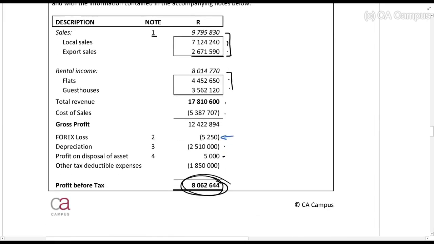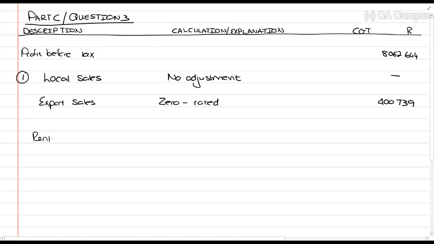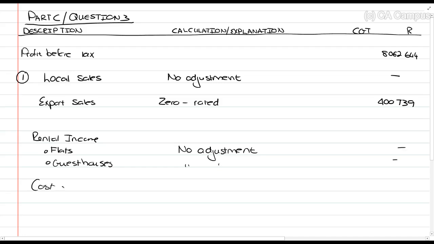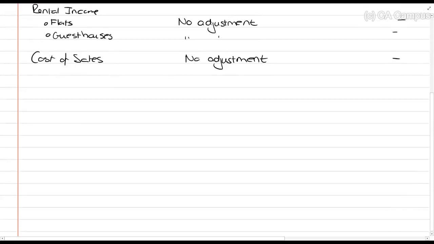Okay, then we have this rental income and the cost of sales, and I'm going to just make a comment here. I'm just going to write it here. Rental income, flats and guest houses, no adjustments for either of those amounts. Cost of sales, they don't give us any information. Cost of sales is basically usually the same, the way it's calculated. For tax we do the same. Right, so no real issues over there.